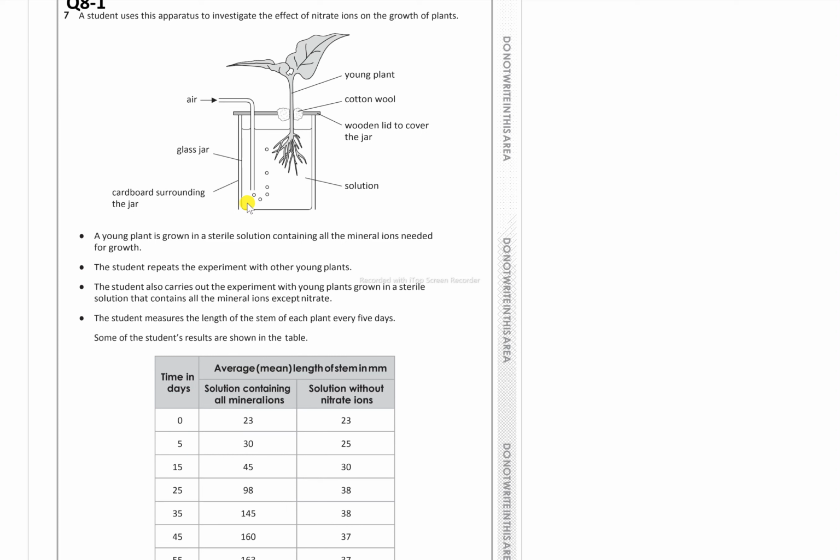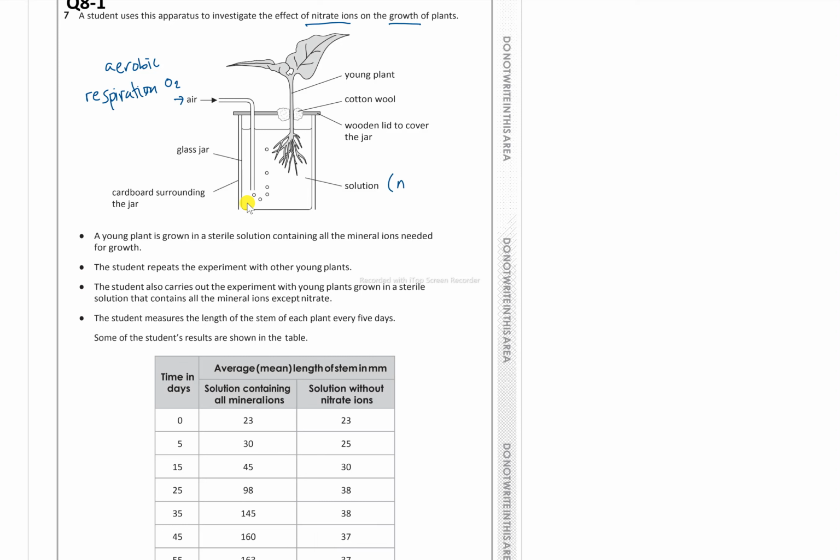Right, a student uses apparatus to investigate the effect of nitrate ions on the growth of plants. So they're putting in air, which is in effect what? Oxygen for what? Aerobic, what is it called? Respiration.